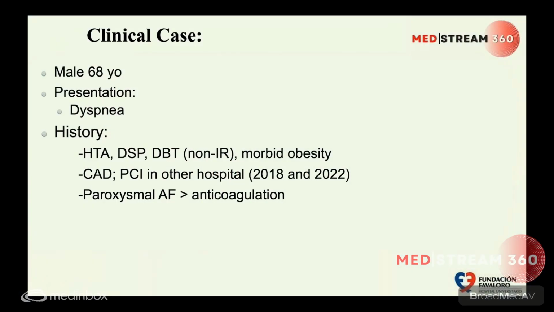He is quite a relatively young patient. He's a male, 68, presenting with dyspnea. He has a history of hypertension, dyslipidemia, diabetes, non-insulin requiring, but the main problem is the morbid obesity, and this is probably the reason why he's here with us.